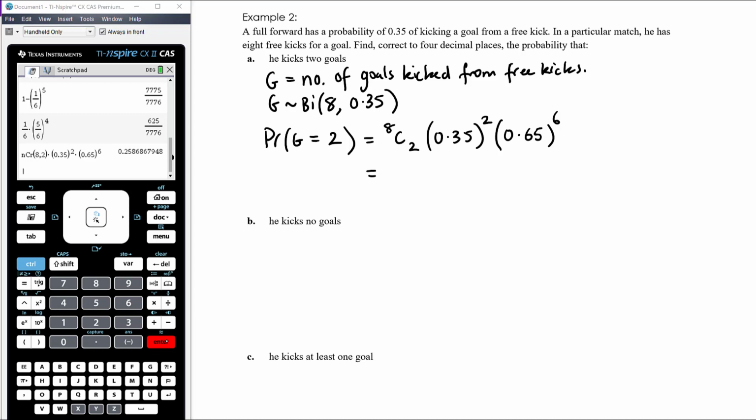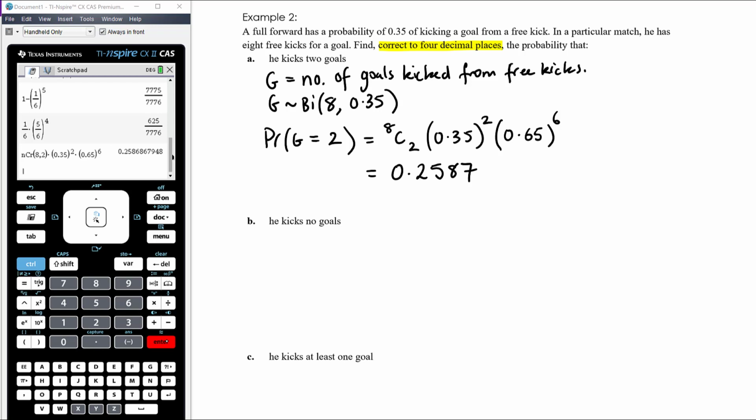My question specifies correct to 4 decimal places, so I only give rounded values if the question instructs me to. In this case it does, and I must give it to 4 decimal places or else it won't be correct. So 0.258, and rounding correctly I need to round up, so 87.